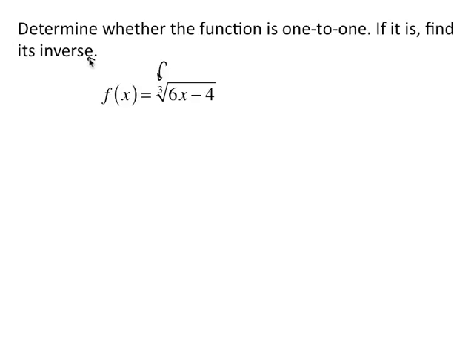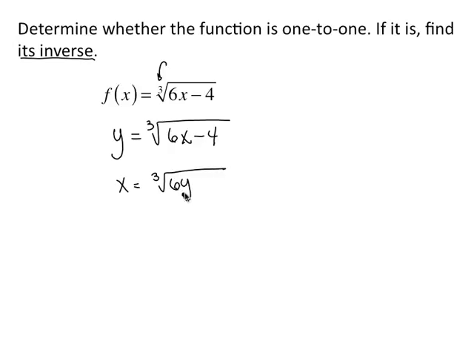So to determine its inverse, what we need to do is replace the f of x with the y. So we're going to write it as y is equal to the cube root of 6x minus 4. The second step is to interchange the x and the y. So I'm going to write x is equal to the cube root of 6y minus 4 and then solve for y.